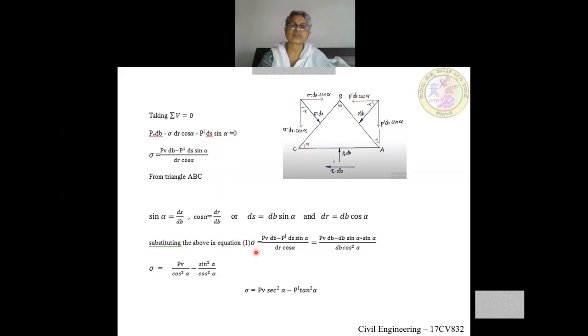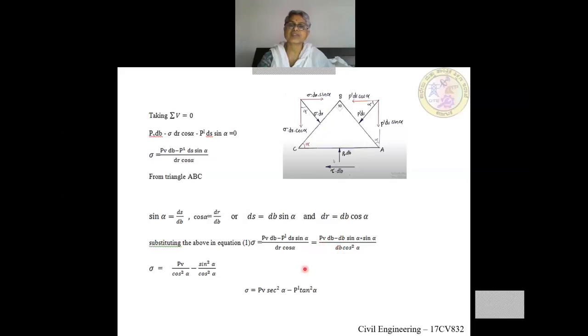From equation 1, sigma is equal to PV dB minus P dash ds sine alpha divided by dr cos alpha. For ds I am substituting dB sine alpha, and for dr I am substituting dB cos alpha. Since cos alpha is existing earlier, it will be cos squared alpha. Taking out the terms independently, dB dB get cancelled.